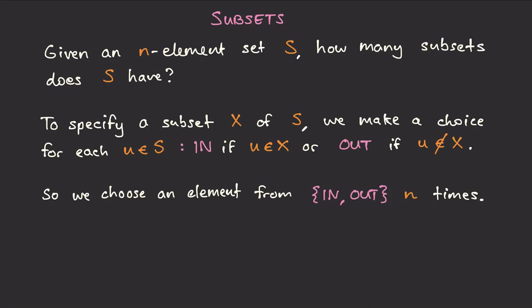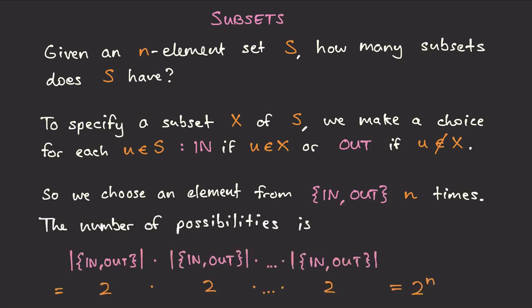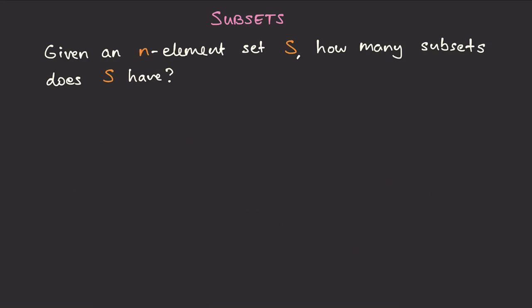There are two options for each choice, and since I'm making n separate choices, I'm really combining them using AND. So to compute the total number of possibilities, I have to multiply the size of the set {in, out} by itself n times, once for each choice. This gives a total of 2 to the n possibilities, and so that's the number of subsets of an n-element set.